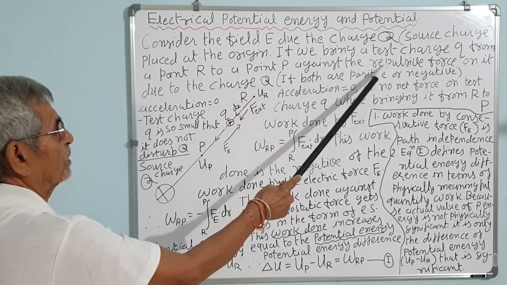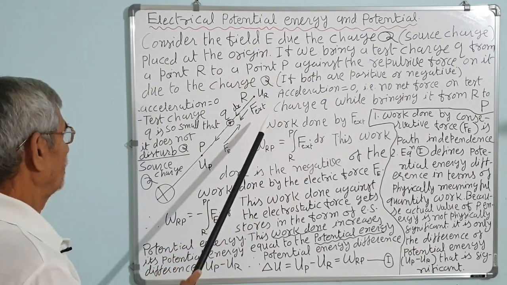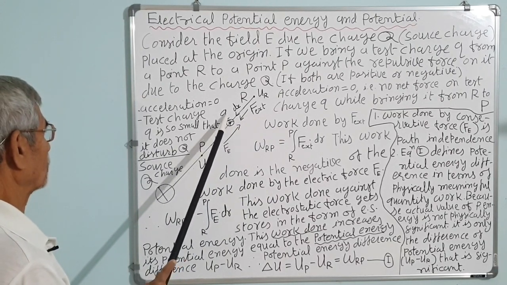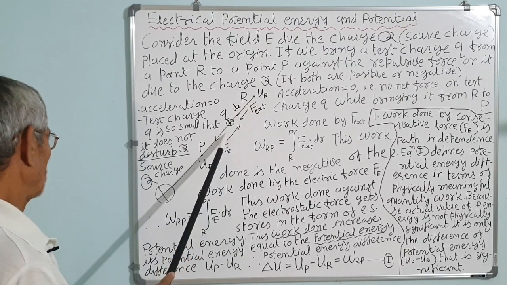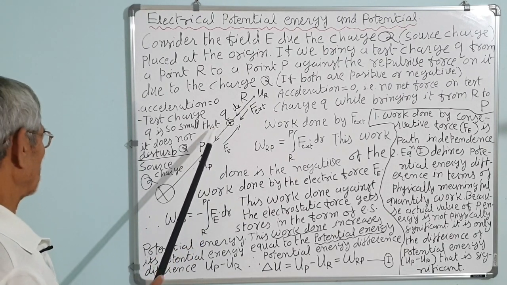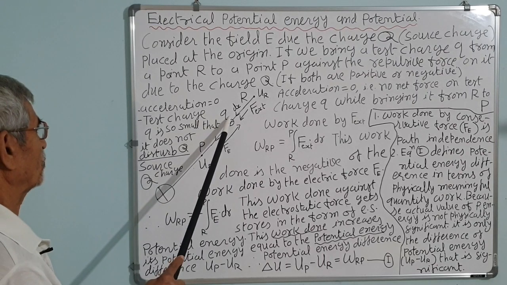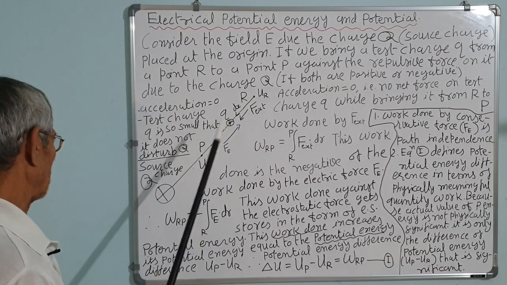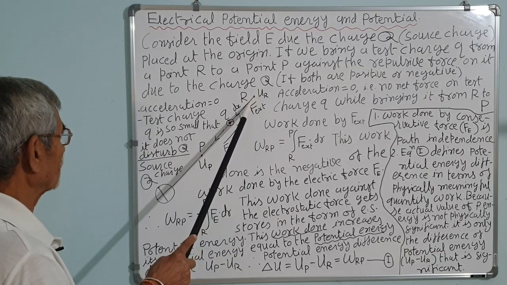If we bring a test charge q from a point R to a point P, we are bringing another charge, so the test charge small q from R to P. If both the charges are the same, suppose source charge capital Q is positive and test charge small q is also positive, there will be repulsion. If they are negative, also a repulsive force will be there. So we have to do the work against the repulsive force.